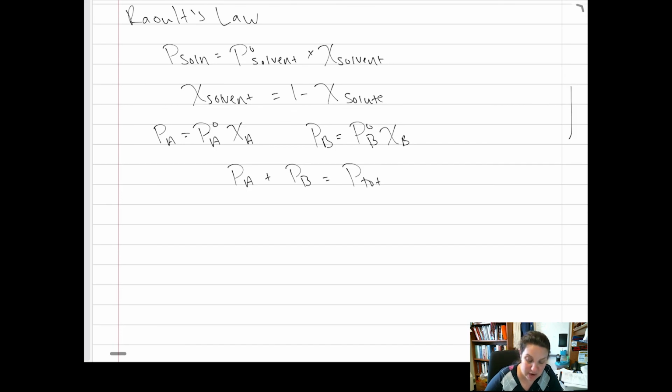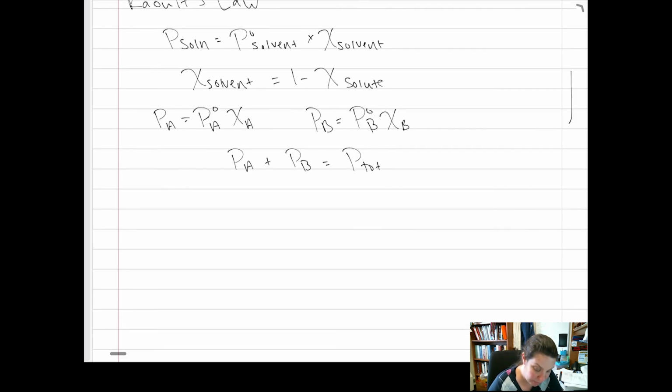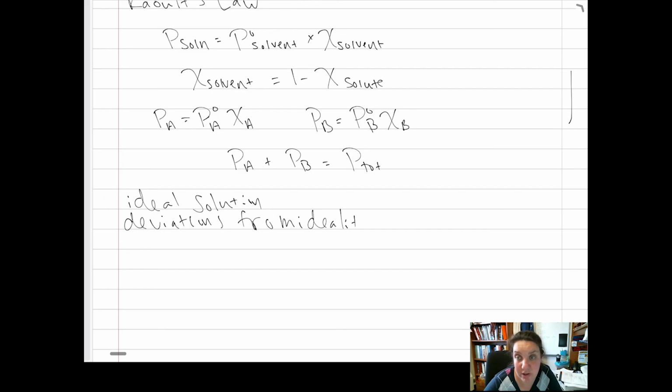Understand deviations from ideal. So know what an ideal solution is. And then deviations from ideality. So negative or positive deviation. And why it occurs, how it's related to intermolecular forces.